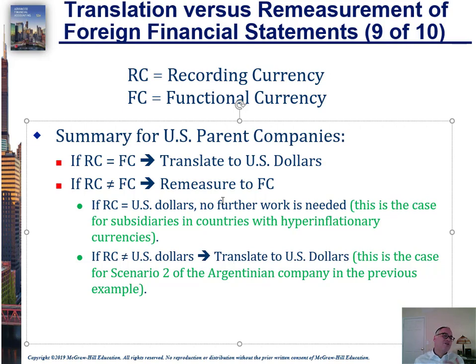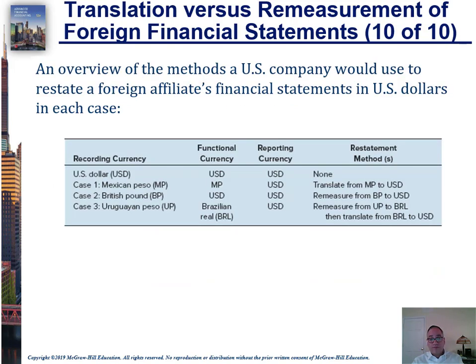So again, remeasurement and translation are not one or the other, like LIFO or FIFO. Either you're going to do your inventory with LIFO or use FIFO. It's not like that at all. You could have translation, you could have remeasurement, you could have both, where you need to remeasure and then translate. And there's this little chart in the book which is kind of nice that gives you examples of this.